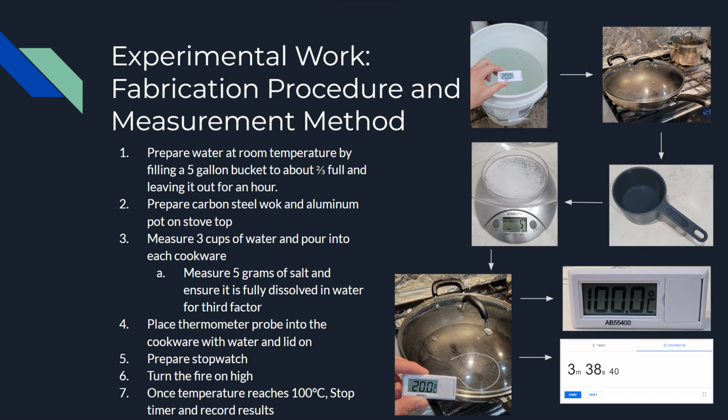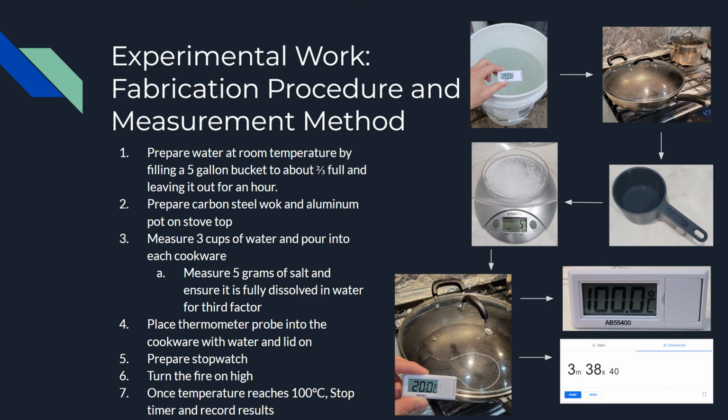Fabrication procedures and measuring method. First, prepare water at room temperature by filling a 5-gallon bucket to about 2/3 full and leaving it out for an hour. Second, prepare carbon steel wok and aluminum pot on stovetop. Third, measure 3 cups of water and pour into each cookware. Optional: measure 5 grams of salt and ensure it is fully dissolved in water for the third factor.